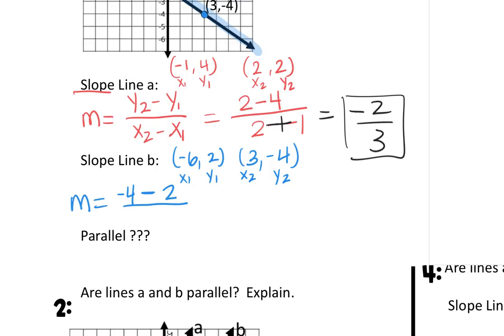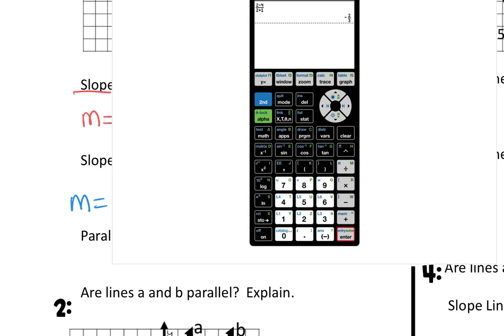The bottom should be 3 minus, because it already has it in the formula, whatever x1 is. In this case, it's negative 6. I do have a double negative in the bottom of my fraction, so I'm just going to write a plus. Okay, I'm going to pull in my calculator and write this down. Okay, so negative 4 minus 2, over 3 plus 6. Enter. So I get negative 2 over 3.